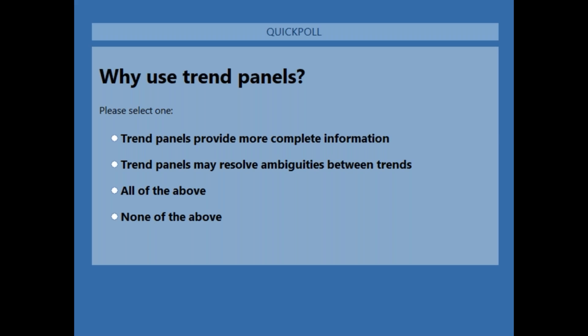And our responses here are A, the trend panels provide more complete information. B, trend panels may resolve ambiguities between the trends. C, all of the above, or D, none of the above. And in reality, we could also add in here the cross utilization of trends. That's what B refers to. The correct answer is C, all of the above. Laura, if you could close the poll.